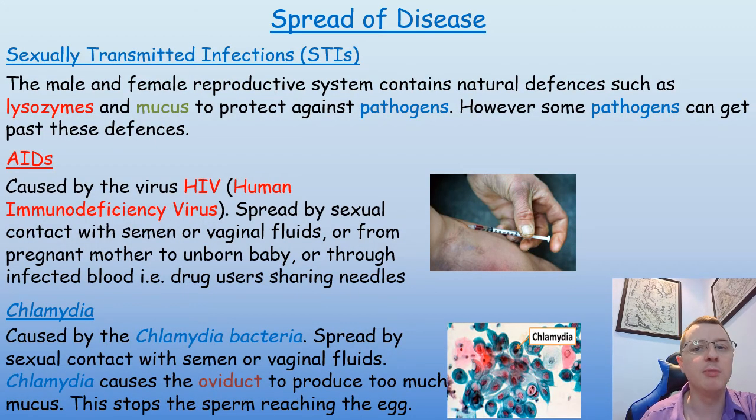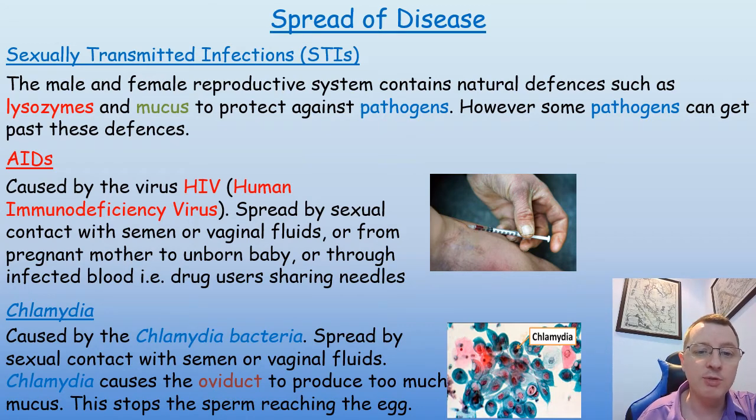The final method we're going to mention today is sexually transmitted infections. The male and the female reproductive systems contain natural defences such as the enzyme lysosomes or mucus, which will protect against pathogens. However, some pathogens can get past these natural defences. For example, AIDS. AIDS is caused by the human immunodeficiency virus, HIV, and it's spread by sexual contact with semen or vaginal fluids, or from a pregnant mother to an unborn baby, often during birth when blood might be passed over, or indeed through breastfeeding in the breast milk.